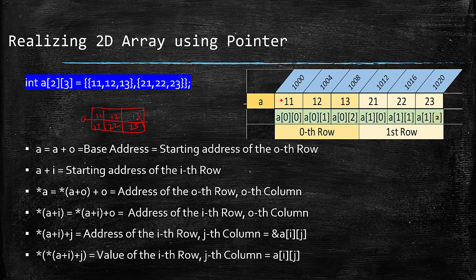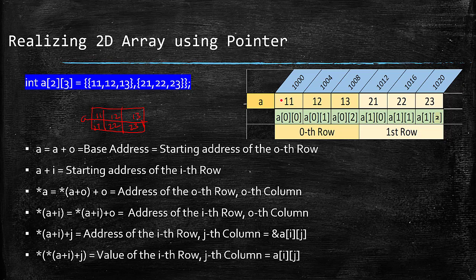So the next cell will be from 1008, then the next will be from 1012, then the next from 1016, and the next from 1020. So these are the starting addresses of all the 6 cells. Now in the first row there are 3 cells, meaning there are 3 columns.